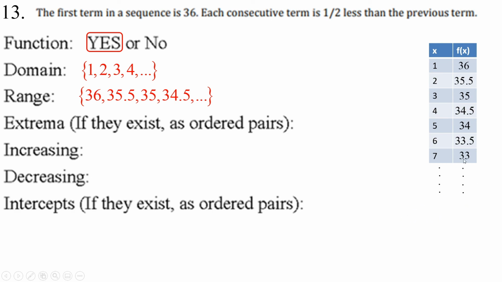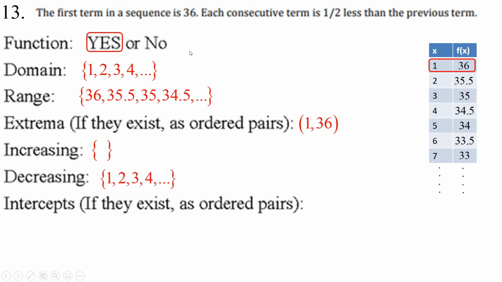Extrema. Well, we do have a maximum output of 36, so let's write this point as an ordered pair: x equals 1, y equals 36. But because I'm getting lower and lower, I'm going to go to negative infinity. So there is no minimum, only that maximum value. Increasing. Well, my f of x's are never increasing. Empty set. Decreasing. It is decreasing within its entire domain, so just rewrite the entire domain: 1, 2, 3, 4, and so on.